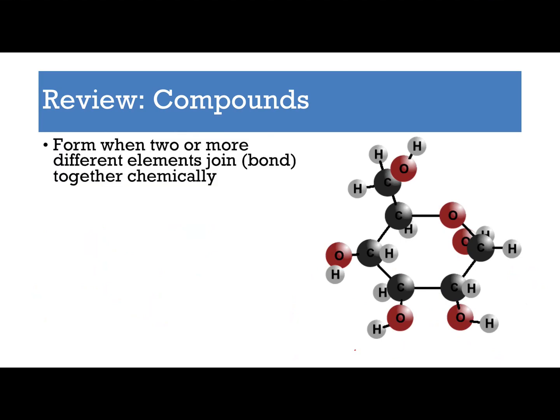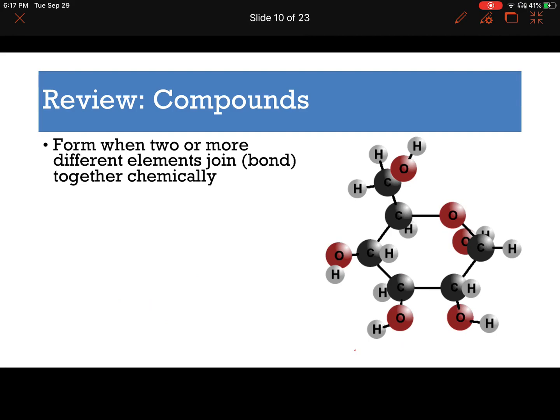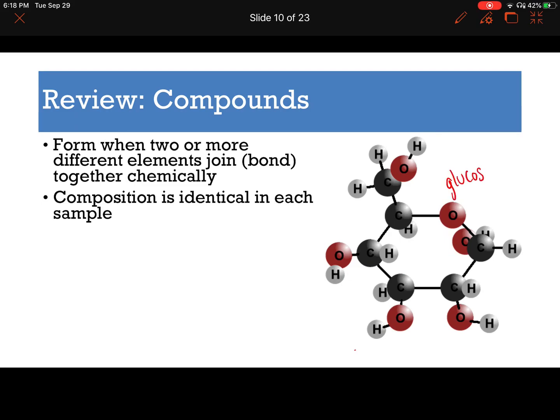So a quick review on compounds. Compounds form when 2 or more elements join together or bond chemically. Composition is identical in each sample. So here is a molecule of glucose. And again, the sugar in my house, the sugar in your house, the sugar in Starbucks always has the same structure. It doesn't matter where you get it from.